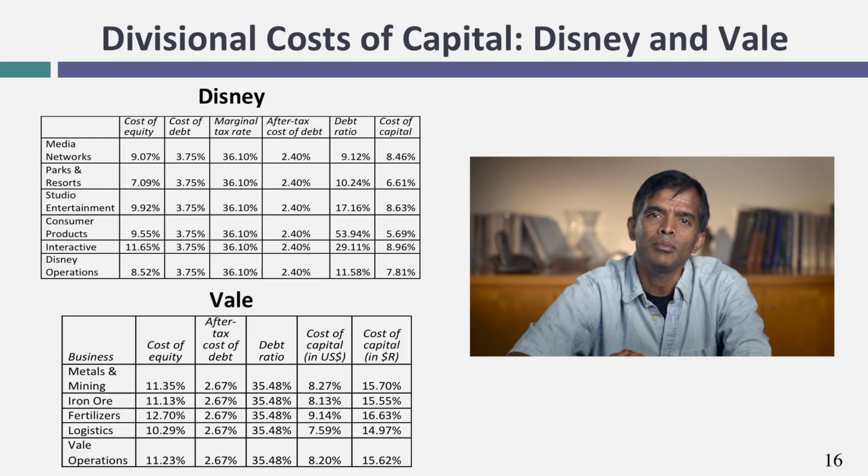These are the minimum acceptable hurdle rates for each of the businesses that Disney is in. Now I can do the same thing for Vale. I break Vale down into its 4 businesses. I get the bottom-up beta, a cost of equity in US dollar terms and a cost of capital in US dollar terms. So I can estimate a cost of capital for any multi-business company, and I can also estimate a cost of capital for any of its businesses.